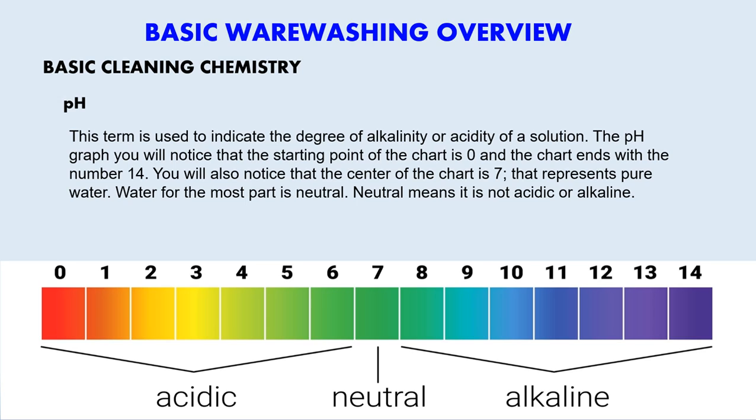pH. We talked a little bit about pH earlier and how it affects our cleaning based on pH being high. So let's take a deeper look at what pH actually is. This is a term that is used to indicate the degree of alkalinity or acidity in a solution. On the pH graph, you will notice that the starting point of the chart is 0 and the chart ends with the number 14. You will also notice that the center of the chart is 7. That represents pure water. Water, for the most part, is neutral, which means that it's not acidic nor alkaline.